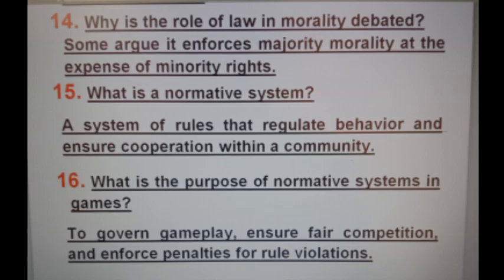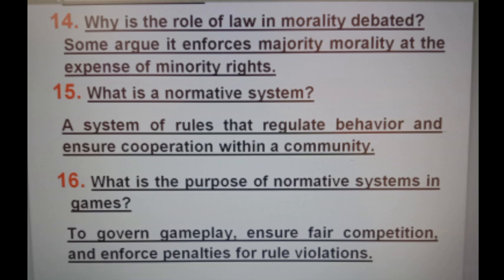Why is the role of law in morality debated? Some argue it enforces majority morality at the expense of minority rights. What is a normative system? A system of rules that regulate behavior and ensure cooperation within a community.